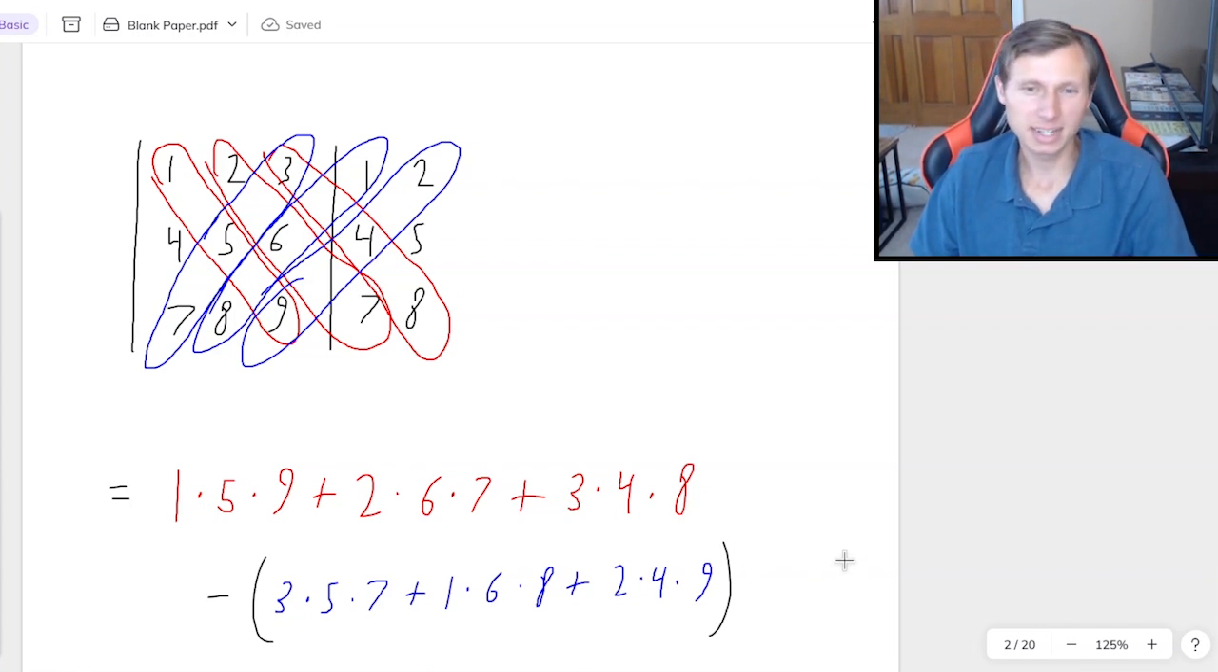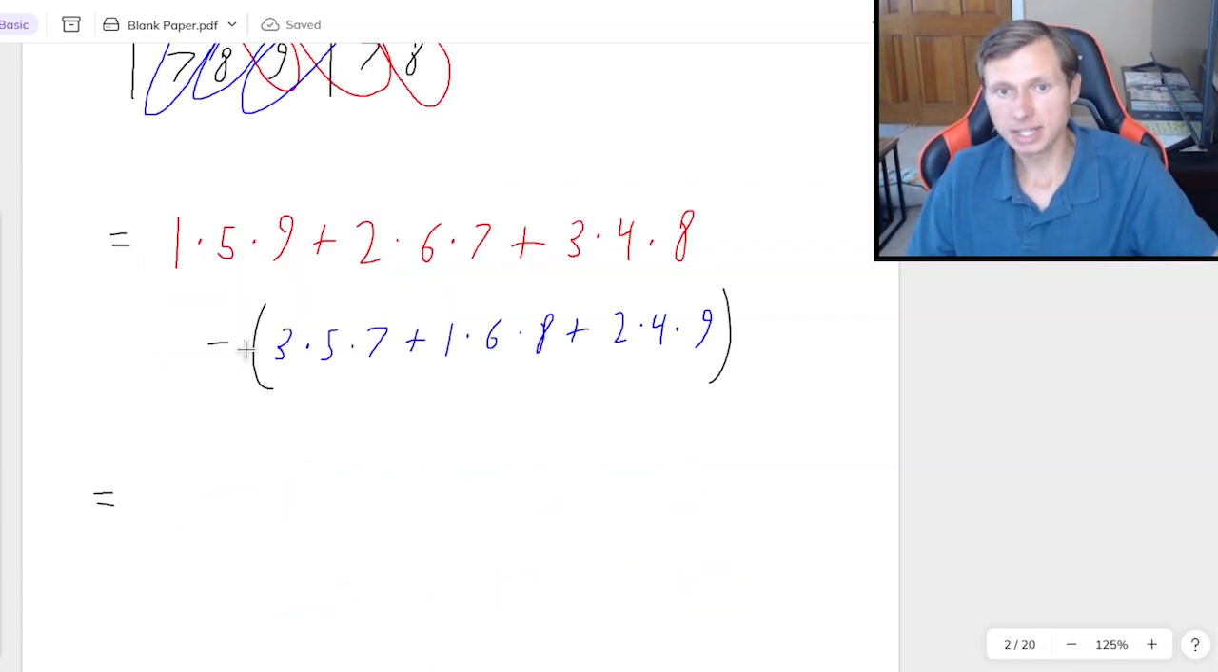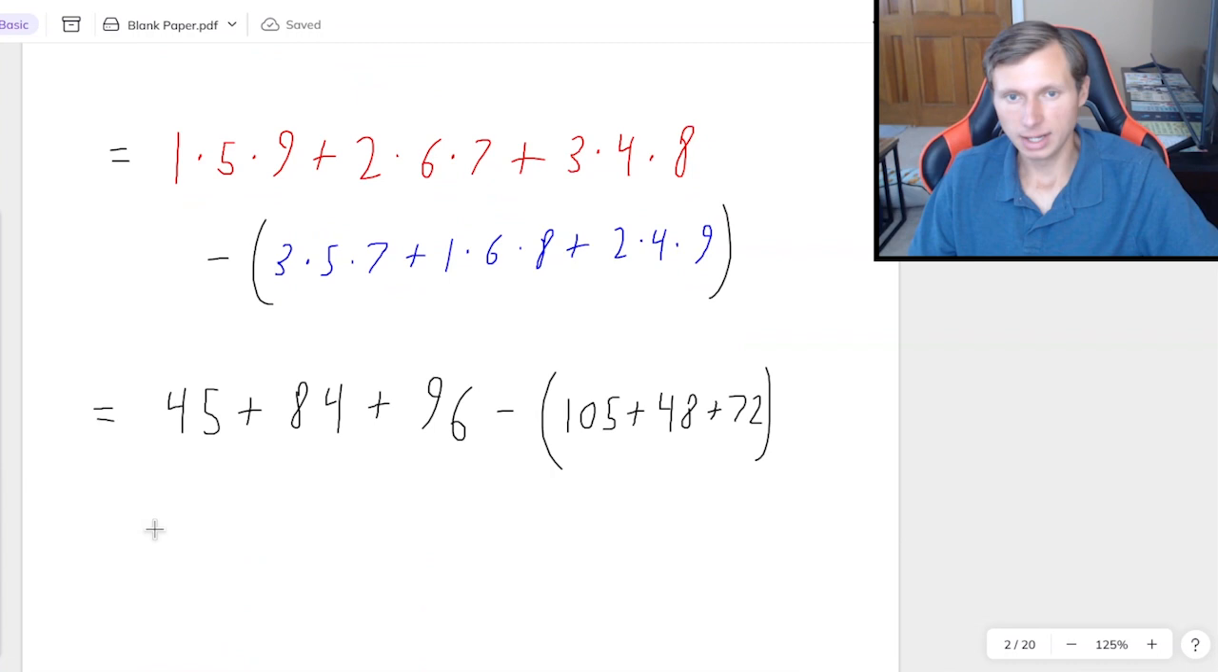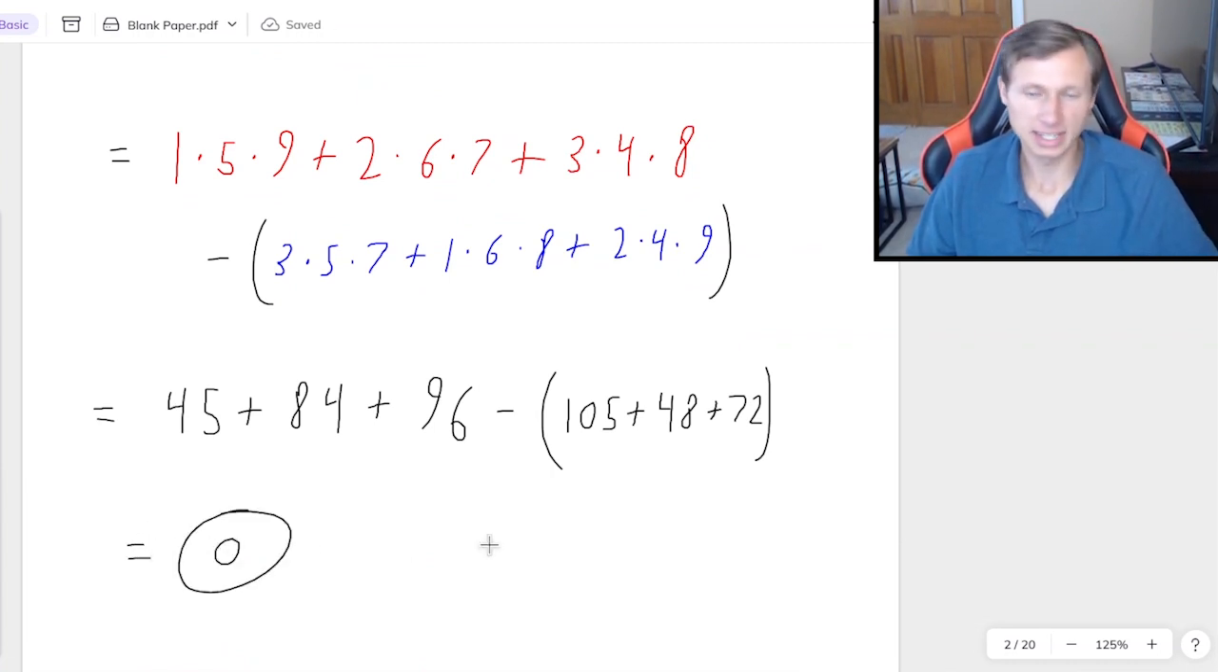Technically, the order doesn't matter here for either the multiplication or the addition. As long as you have all the numbers that I have in some order, you are good. But then simplifying this, 1 times 5 times 9 is 45, plus 2 times 6 times 7 is 84, plus 3 times 4 times 8 is 96, and then minus quantity, 3 times 5 times 7 is 105, 1 times 6 times 8 is 48, and 2 times 4 times 9 is 72. And if you plug this all in a calculator, again, we get 0, confirming that it's the same thing.